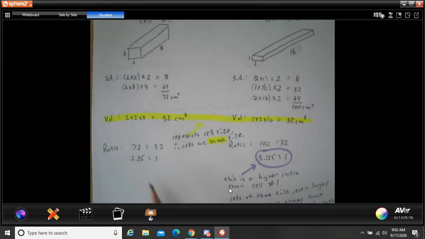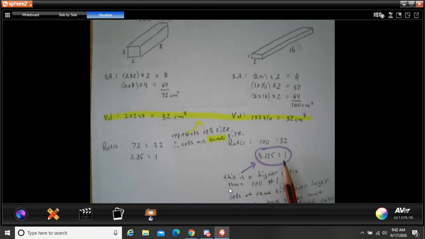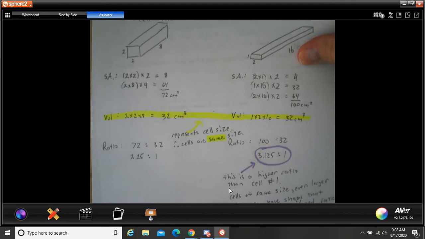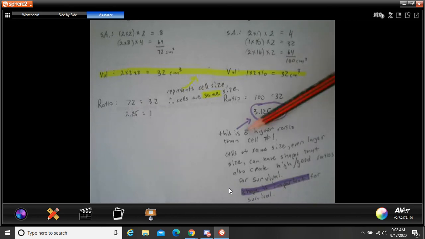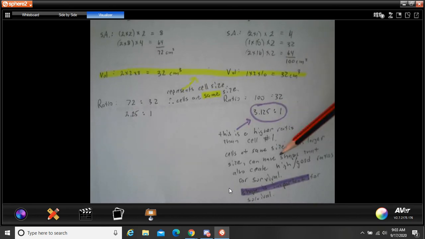When you do all your calculations, you end up with the first cell having a 2.25 to 1 ratio and the second cell having a 3.125 to 1 ratio. The takeaway from that is the higher one is better. We want the highest possible ratio that we can. We don't want a low ratio. But the takeaway ultimately here is that they have the same size, but their shapes are different. Because of the shapes being different, they have a different ratio. And ultimately, what that tells you is that shape is important for survival as well. So if a cell is going to be slightly larger than others, it might have a shape that allows it to still have a sufficient, efficient surface area to volume ratio.